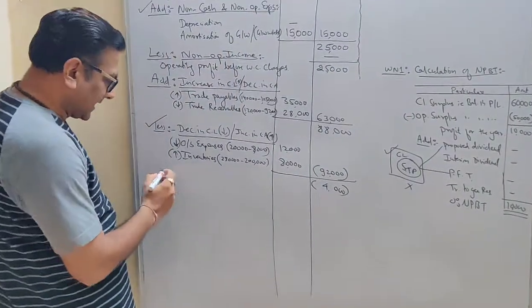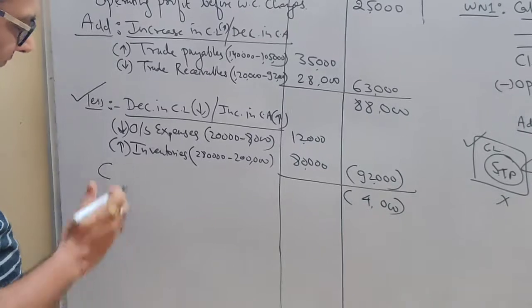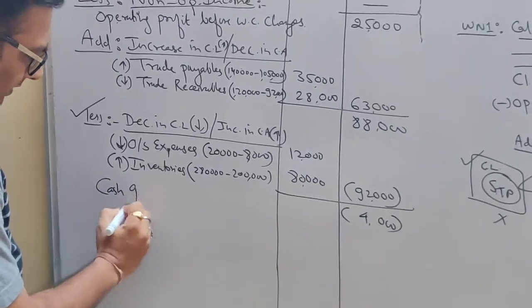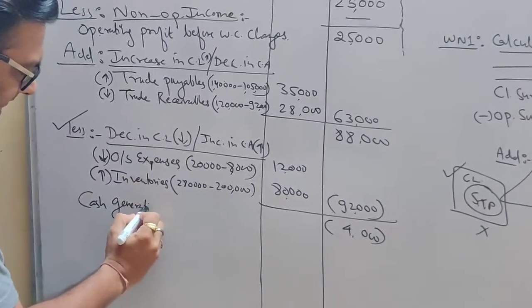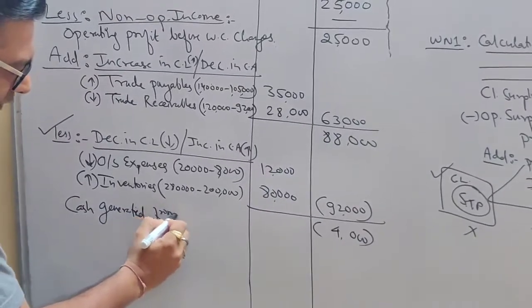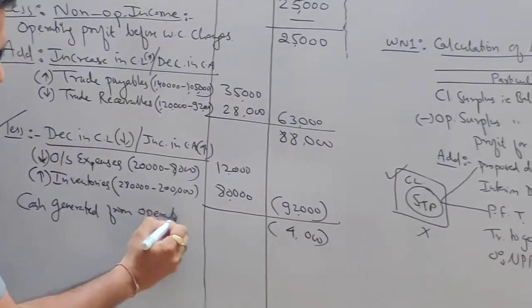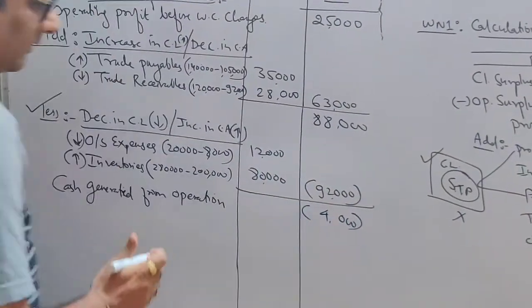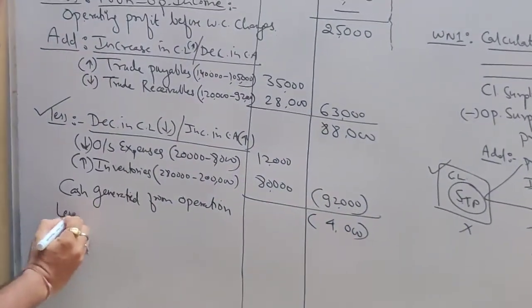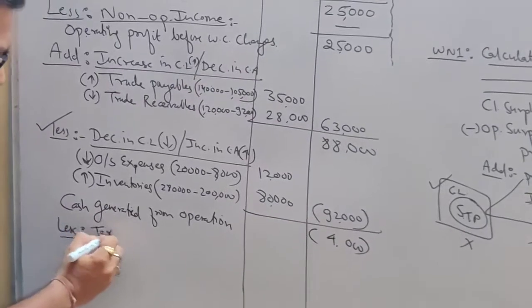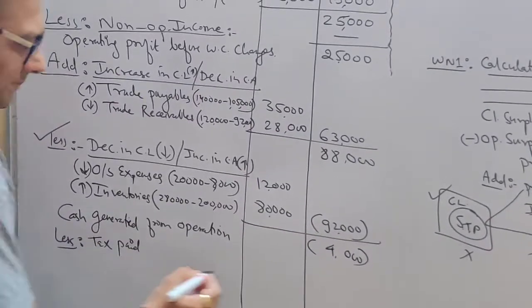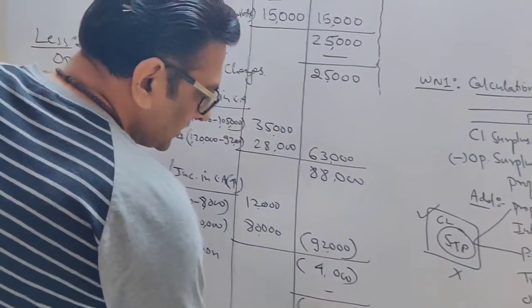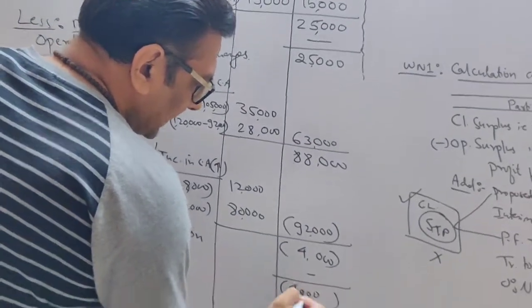You will write this as cash generated from operation. So cash generated from operation is negative answer, 4,000. From this you will minus tax paid, which is not given. So your final answer is negative.